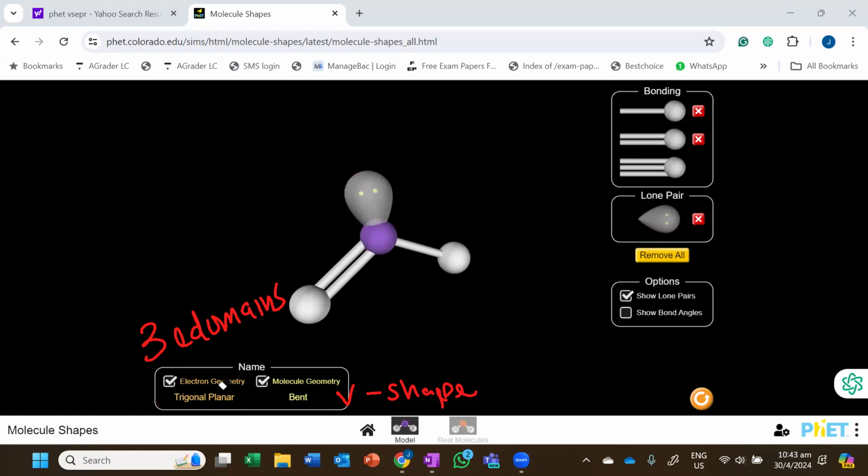Now, the angle came from 120 degrees. But because the lone pair is not localized and occupies more space, it pushes this together. And as a result, this 120 will be compressed to maybe 118. All right, that's how you do your electron VSEPR.